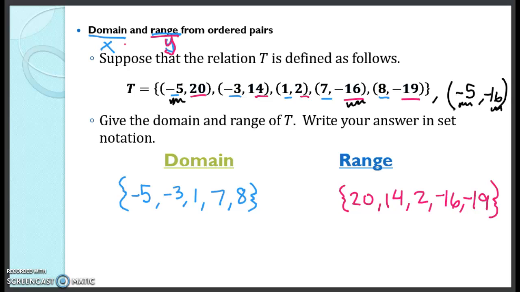So if we instead had -16 and -5, then we would have to add -5 onto the range, and then we would have -16 added onto the range. Okay. Now, of course, we wanted to write it all out correctly. If we were including these 2 points, we would include everything in the same bracket. So that is domain and range from ordered pairs.